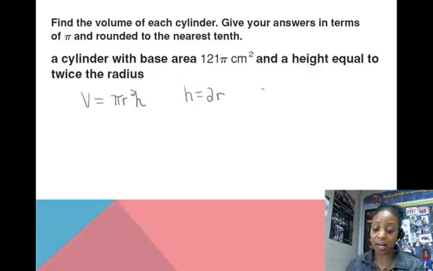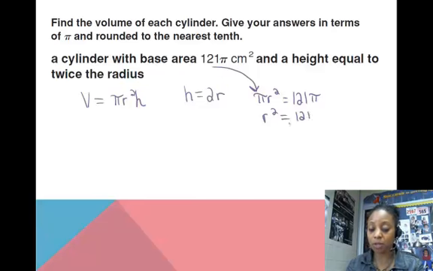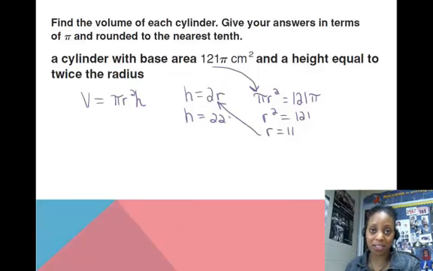Well, we can find the radius because we know that pi r squared is equal to 121 pi. If we divide both sides by pi, we get r squared is equal to 121, and square root both sides, we get r is equal to 11. So if r is 11, then we plug it right back in there, and we get a height of 22. And now that we know the radius is 11 and the height's 22, we can plug those in to find our volume.